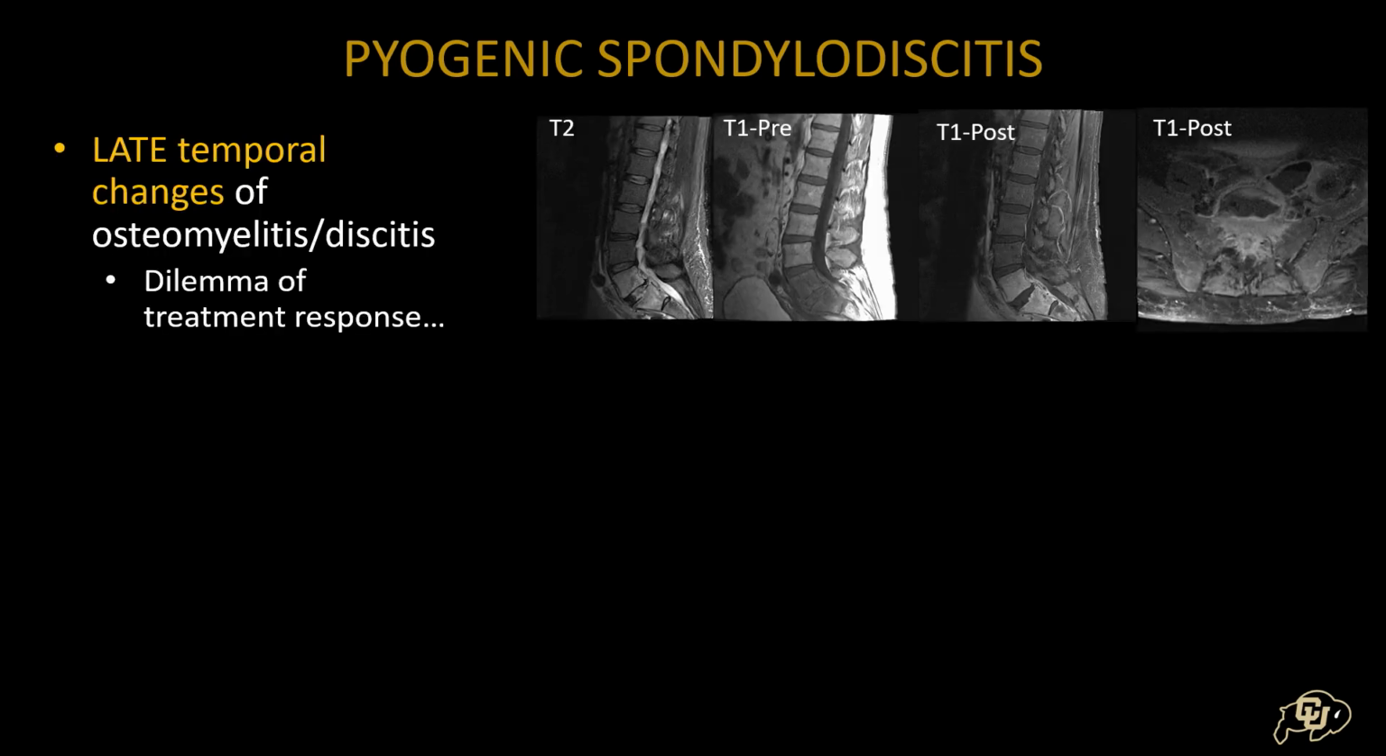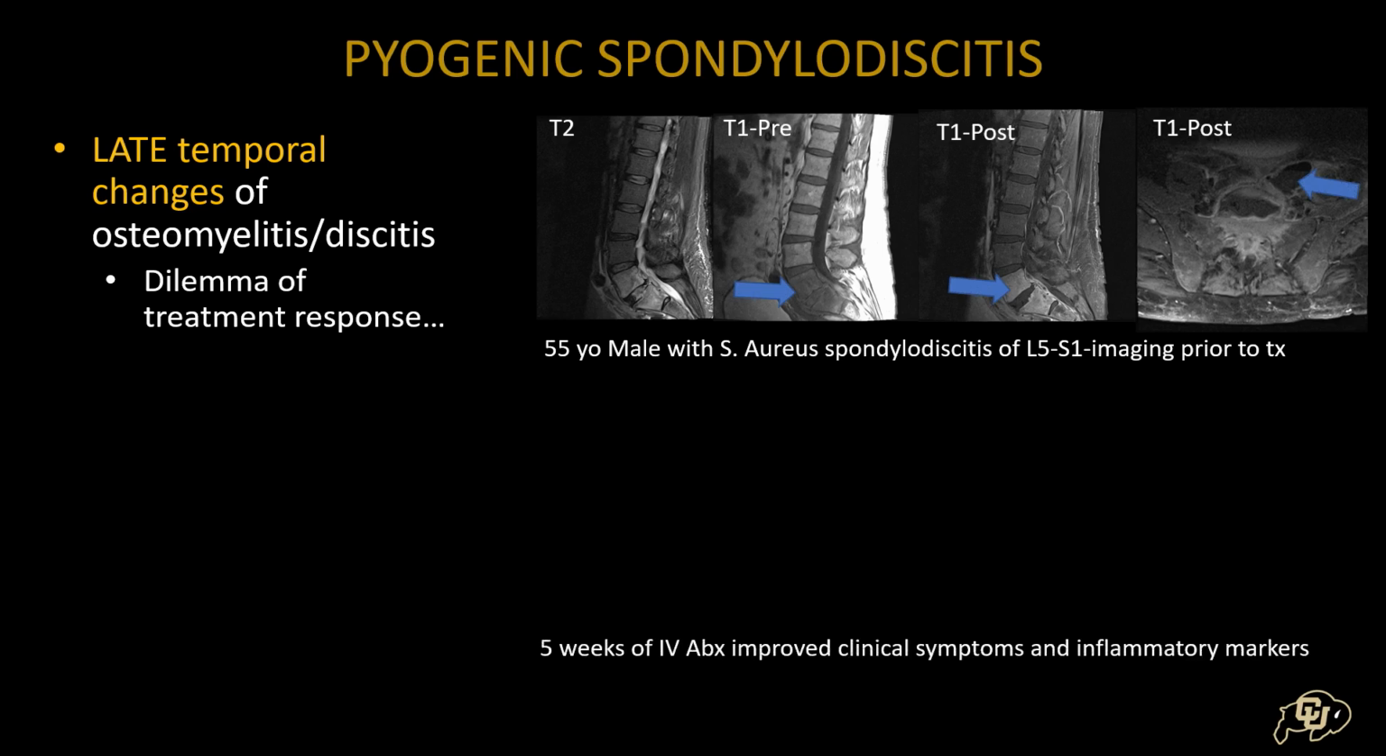So let's talk about late temporal changes. This is where we really screw up, I think, as radiologists. And this is the dilemma of treatment response. So let's take this case. You've already seen it. 55-year-old male with Staph aureus, very clearly infected, low T1. We've got that epidural abscess and the psoas abscess. Patient was admitted, put on 5 weeks of IV antibiotics. They improved clinically. Their inflammatory markers improved. So the clinicians are feeling great. They're going to let this guy go home.